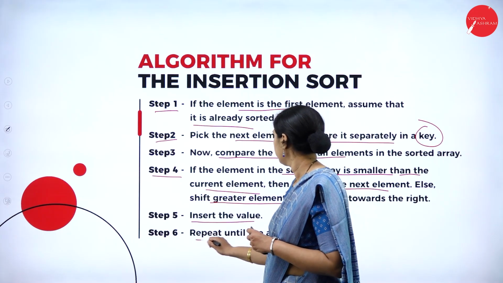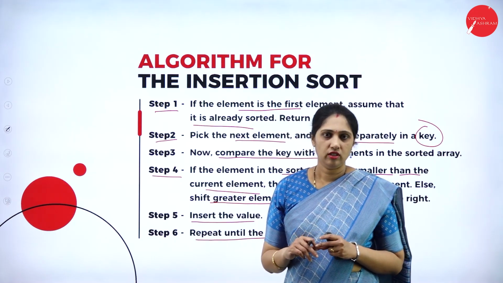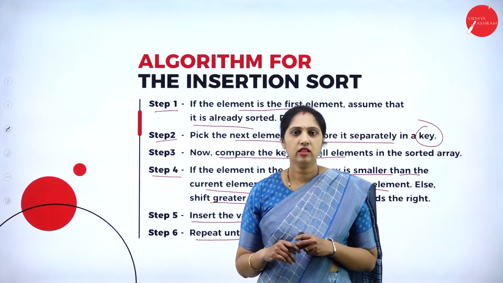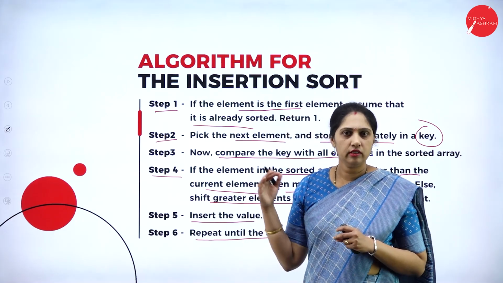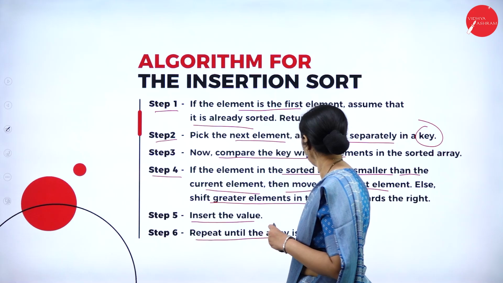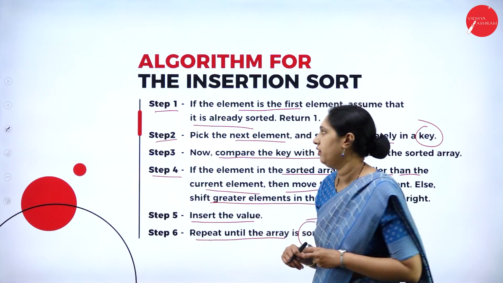The last step is to repeat until the array is sorted. How do we know when the array is sorted? Until the elements are there, we keep on iterating. So at last we'll get a sorted array.